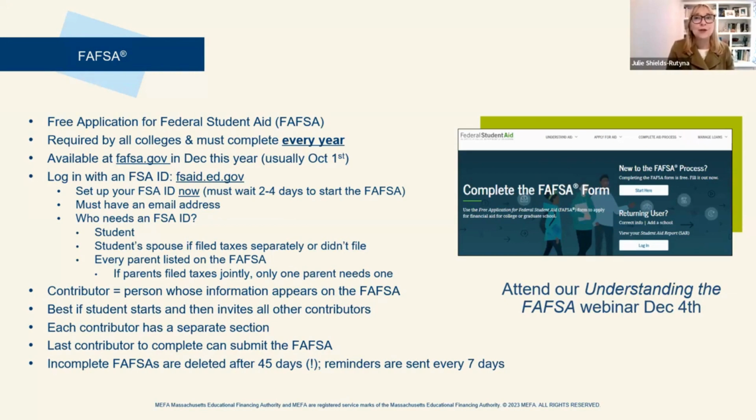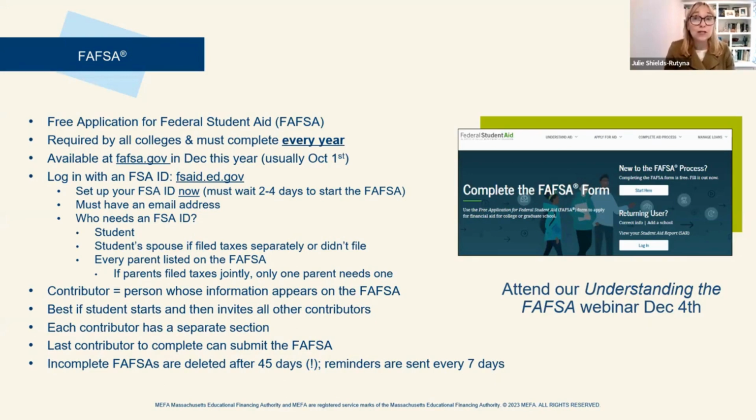However, there are some things you can do in advance, and I highly advise that. So in order to complete the FAFSA, you need what's called an FSA ID, and that is a username and password. And you need that for everyone whose information is going to be on the FAFSA. So that's something that you could do now as a student and a parent, and you need an email address to be able to set that up. So you can do that now anytime, and that will make it nice and easy when the FAFSA is available for you to go right in and complete the form.